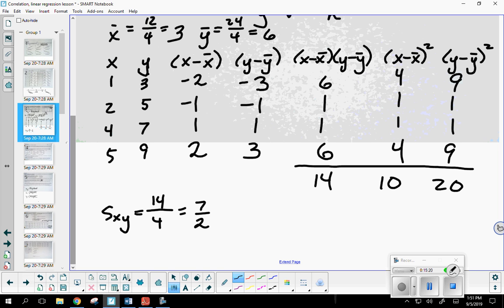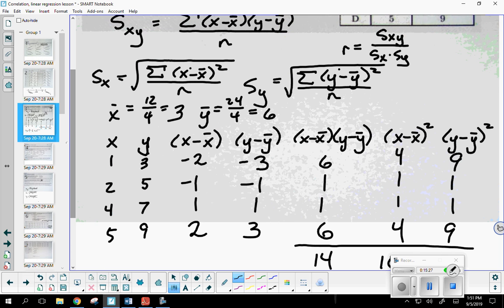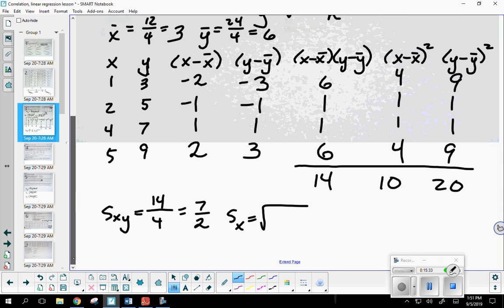Okay, now let's take a look at S sub x. This is the standard deviation for the x's. According to this, I want the sum of the square differences divided by n. So what do we get for the sum of the square differences? 10 divided by 4, as again, we have 4 items. Let's simplify it. What is 10/4? 5/2, or if you want to say 2.5, perfectly fine. Does everybody see what I'm doing? I'm taking the formulas one at a time and using my values. I'm going to do this one last time.